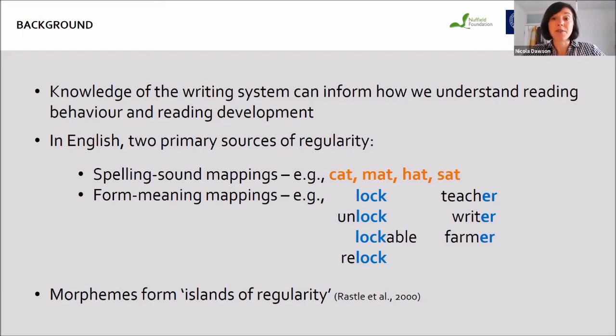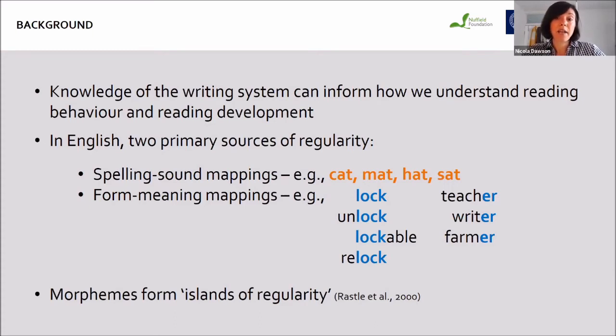So in English, there are two primary sources of regularity. Firstly, we see regularities in the mappings between spelling and sound. And we see this in words such as cat, mat, and hat, where words that have similar spellings also have similar pronunciations. But although these words are similar in form, they don't overlap in any respect in terms of their meaning. But many words in English are morphologically complex, particularly when we look at more advanced language.